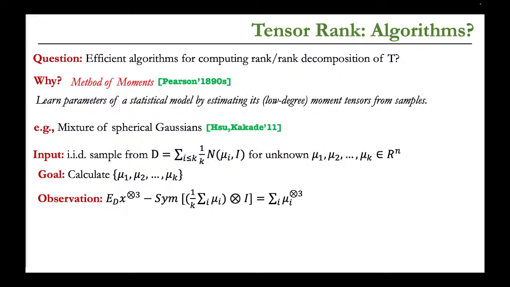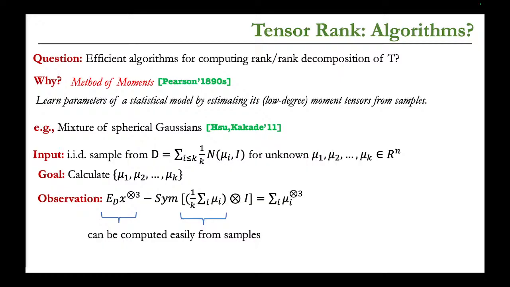Okay. And so what this statement means is that if you somehow subtract this symmetrized product of the average of the means with identity from the third moment tensor, you are left with basically the tensor with components mu i's, a rank k tensor with components mu i's. Okay, this observation is, by the way, trivial to verify. Once I claim it to you, you just write it down, and it's simple algebra to check that it's true. Moreover, the left hand side is very easy to compute given sample access to D.